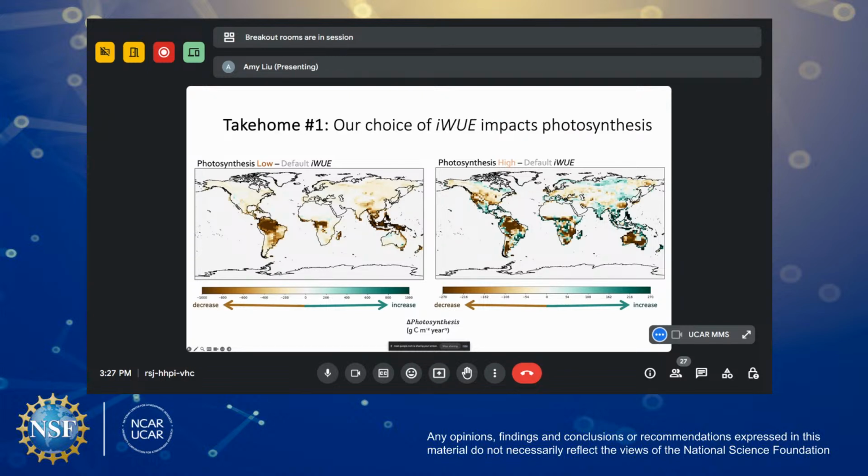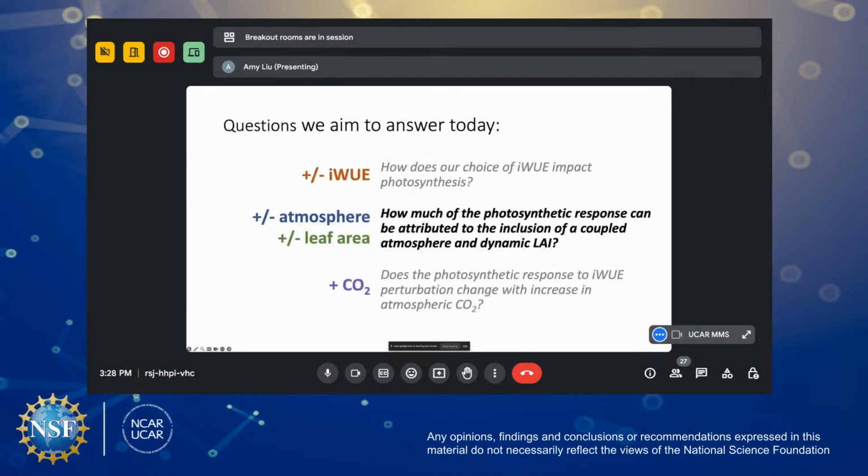So this brings me to the first take-home point I want to make, that our choice of intrinsic water use efficiency impacts photosynthesis. It does matter, and how intrinsic water use efficiency perturbation affects photosynthesis is more complicated than we initially thought. So now moving on to our second question.